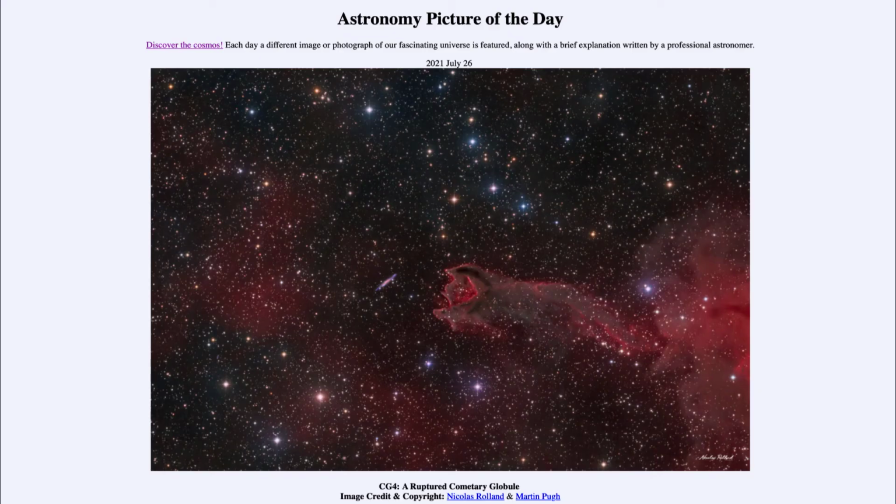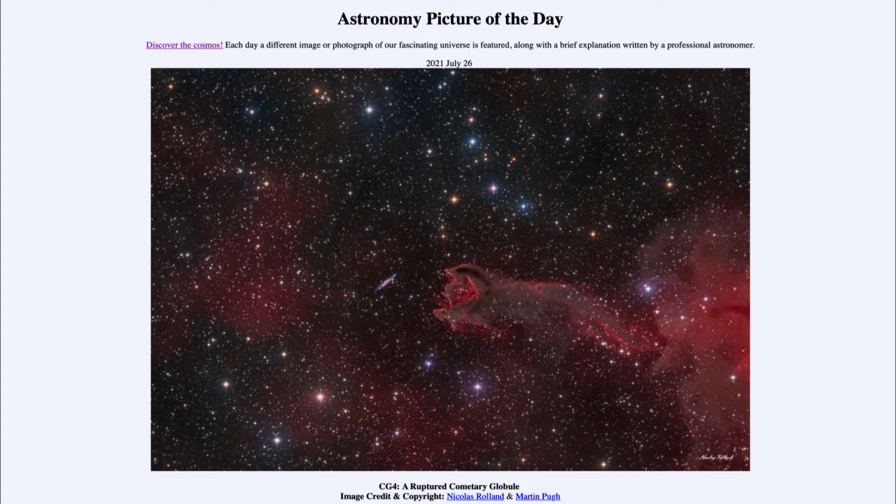One of the things that I like to do in each of my introductory astronomy classes is to begin the class with the astronomy picture of the day from the NASA website, that is apod.nasa.gov/apod. And today's picture for July the 26th of 2021, well, it is titled CG4, a ruptured cometary globule. So what do we see here?